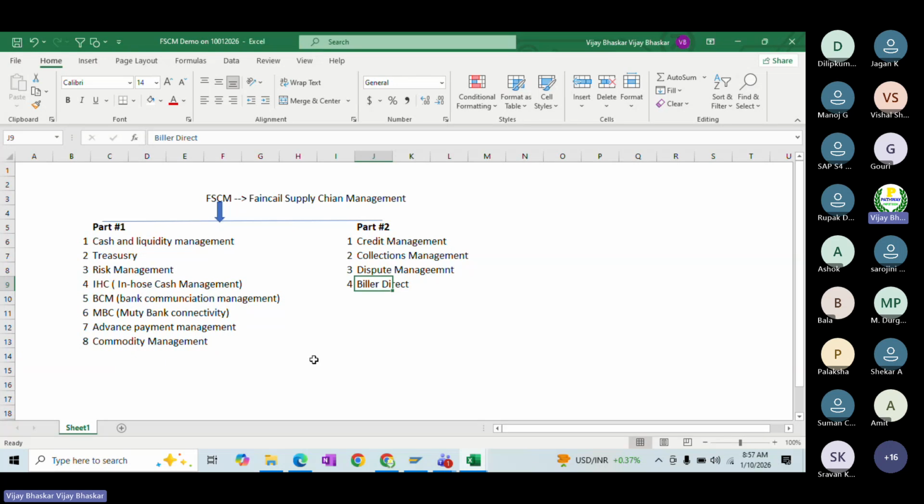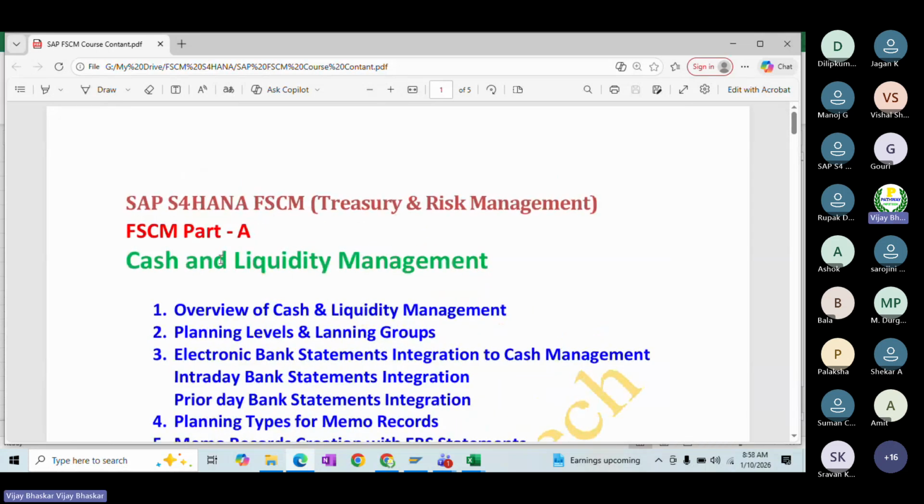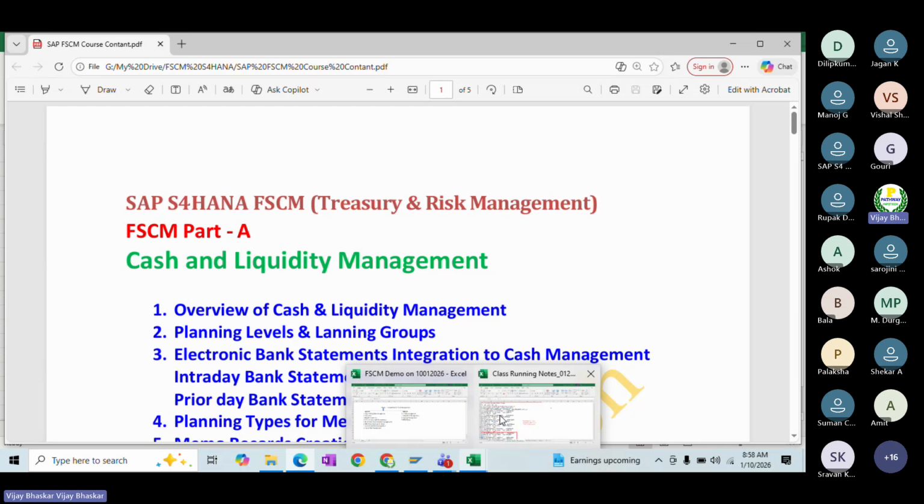Coming back, let's have a look at the syllabus. I believe it's the same curriculum I already shared with you, you can also have a look at it. If anyone has any questions, maybe towards the end I'll take them up. First, cash and liquidity management, overview of cash and liquidity management. But before that, I want to give you a heads up. You might be thinking: will a new entity be configured, or can an existing entity be used? That means the company code part. I would like to showcase how the classes or training are conducted here.